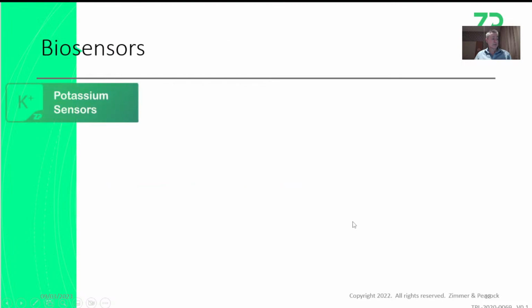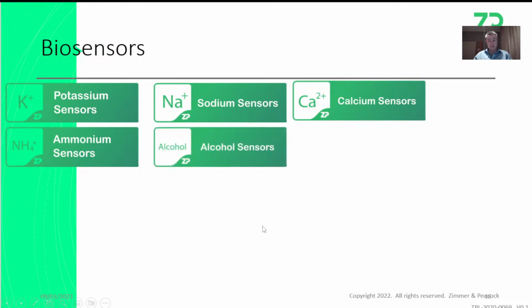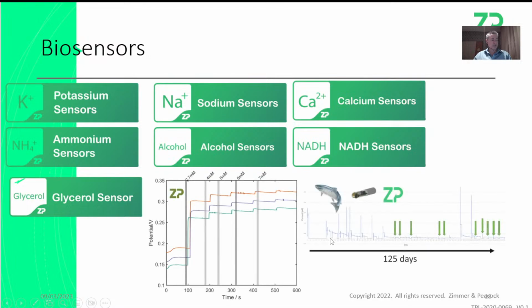They have made a few inquiries, so we do have the potassium sensor, the sodium sensor, the calcium sensor, the ammonium sensor. It's interesting actually, because we've been doing some work just recently on the ammonium sensor. At Zimmer Peacock, we make and sell products, but actually we also do a lot of contract development and contract manufacturing. So we are actually working on the ammonium sensor. We're using it in a continuous technology at the moment. We have our NADH sensor, things like glycerol sensors as well. And as I say, on the glucose sensor, we do have long-term data.